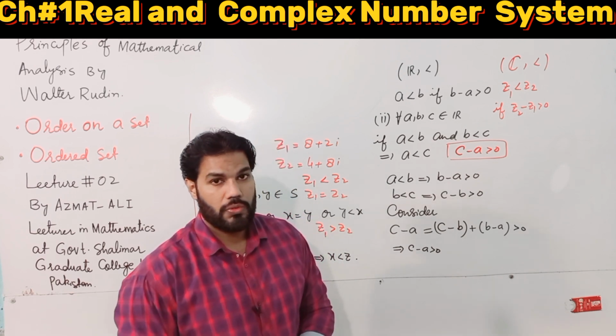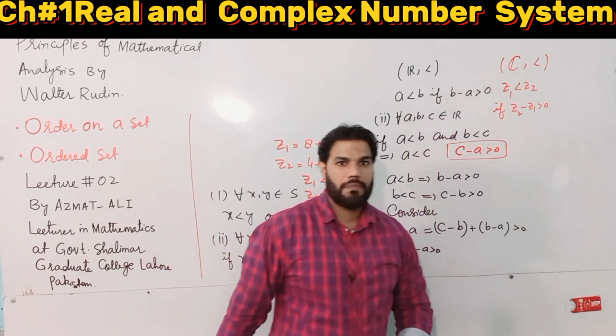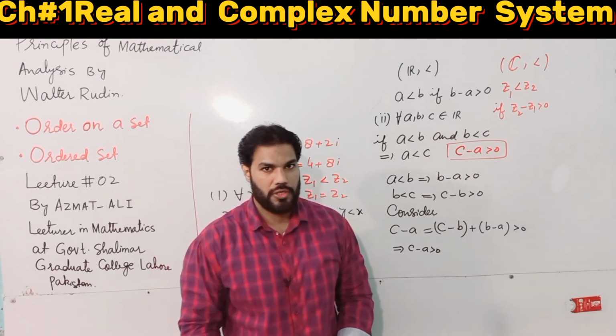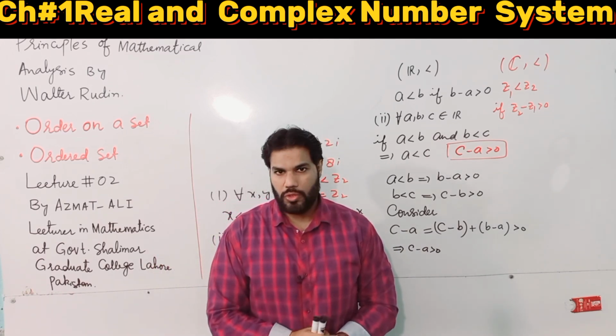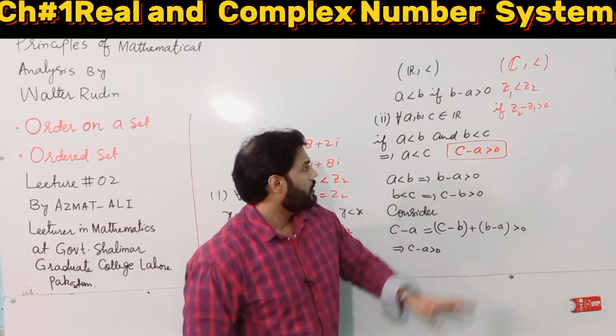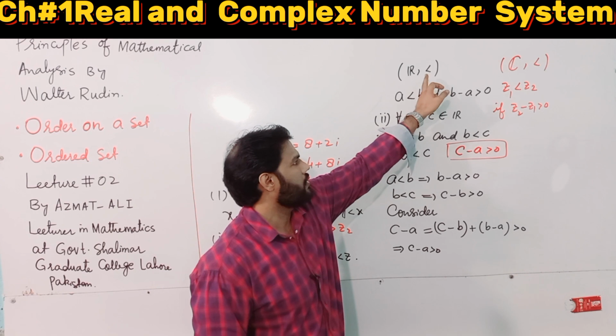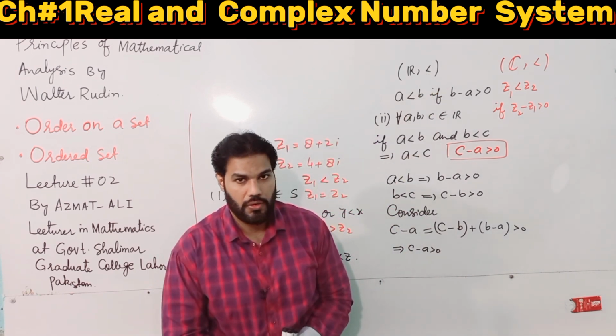So in short, we can say that the set of complex numbers with this less than sign, that is the order relation here, is not an ordered set. So complex numbers with the less than sign is not an ordered set, whereas the set of real numbers with this less than sign is an ordered set.